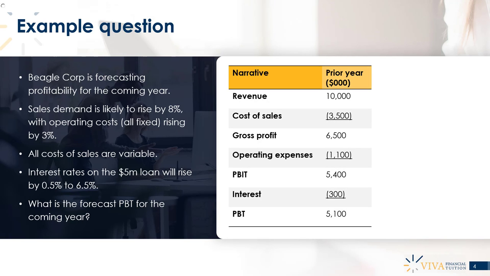And here are its existing numbers. So it's got an existing PBT of 5.1 million out of revenue of 10 million. So pause the recording here and have a go at doing this calculation, and then we'll compare notes.